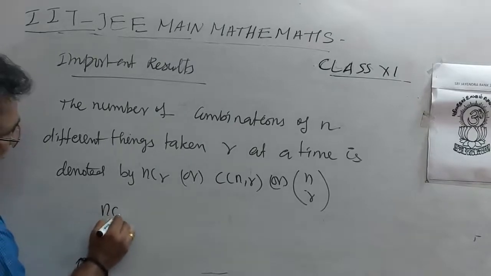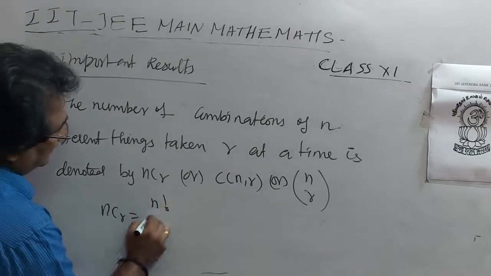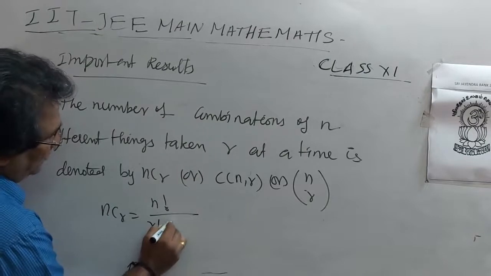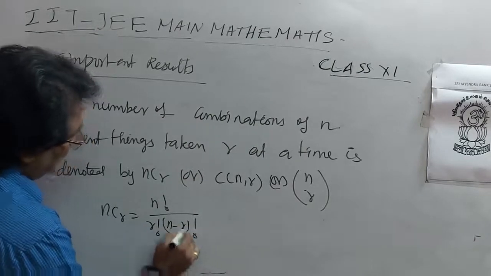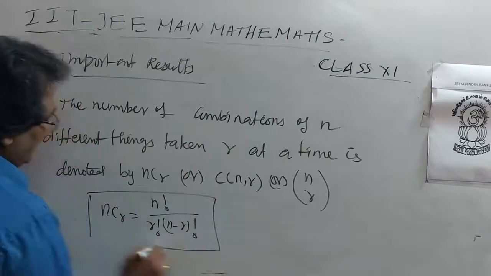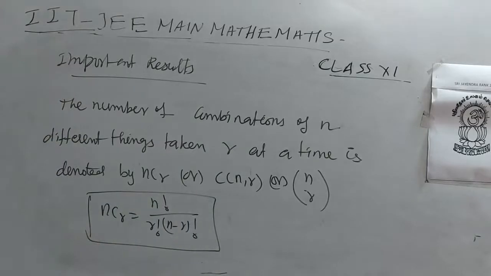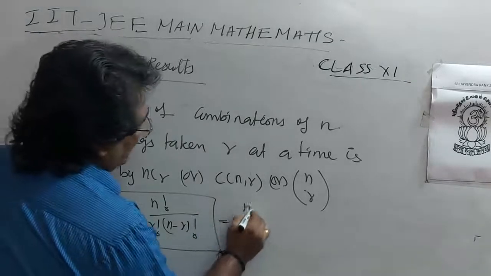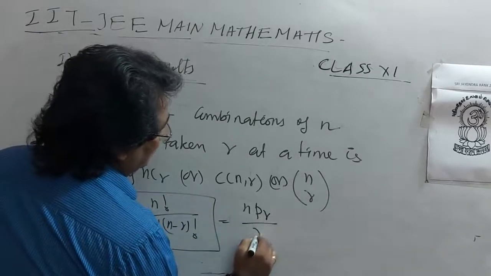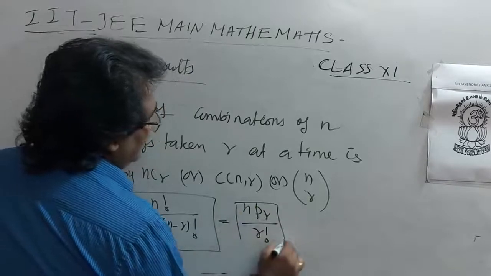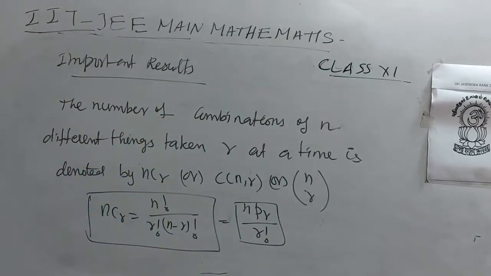So nCr equals n factorial by r factorial into n minus r factorial. This is the formula. It is also equal to nPr by r factorial.